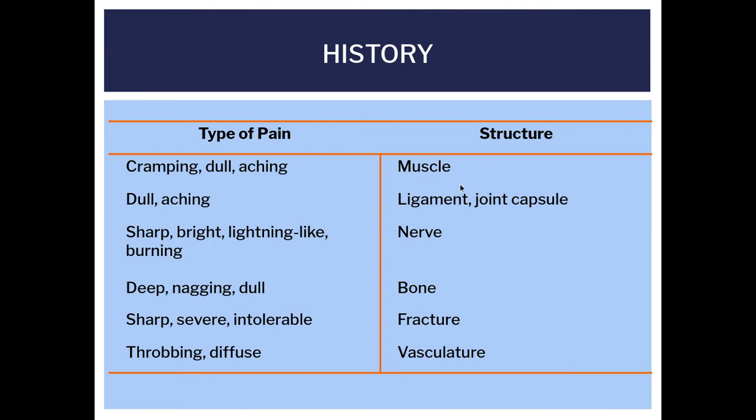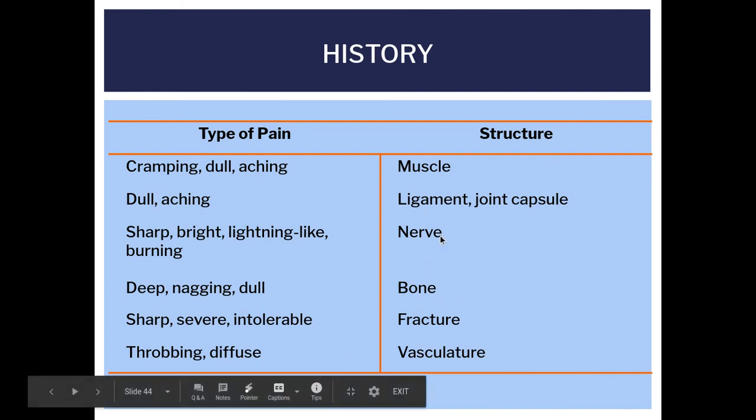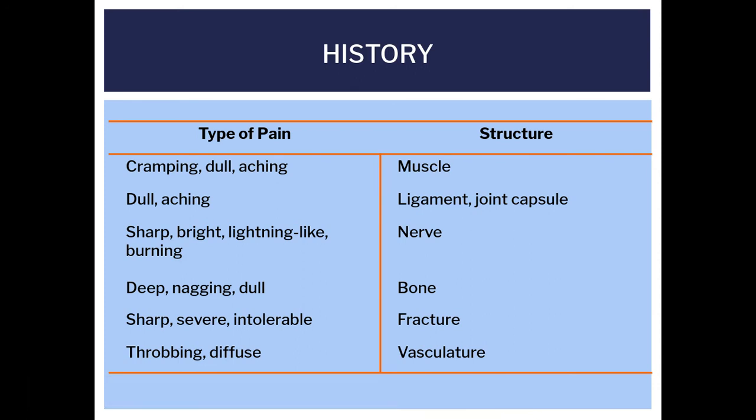These are just some examples of different types of pain and maybe what structure could be damaged. You don't need to necessarily write this part down, but just know that a cramping, dull ache could be muscle related. Dull aching could also be ligament or joint related, so soft tissue related. Sharp, stabbing, lightning-like, zapping, burning pain, or pain that radiates from the spot, is going to be more neurological, so nerve pain. Deep, nagging, dull could indicate bone. Sharp, severe, intolerable is probably a fracture.